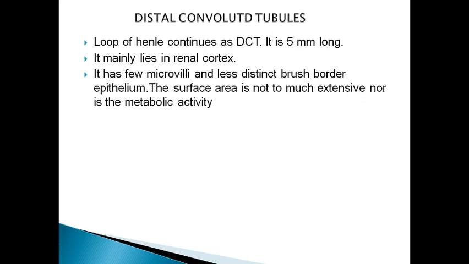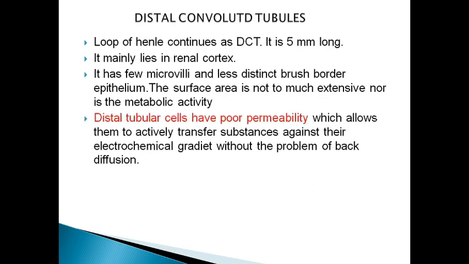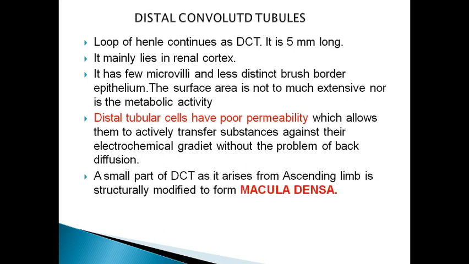This portion is less distinct in its brush border epithelium, okay, and the surface area is not enough for any kind of absorption. However, it has the ability for active transfer of substances. Distal tubular cells have poor permeability, which allows them to actively transfer a large amount of substances. So that means this segment is characterized by a large number of active channels.